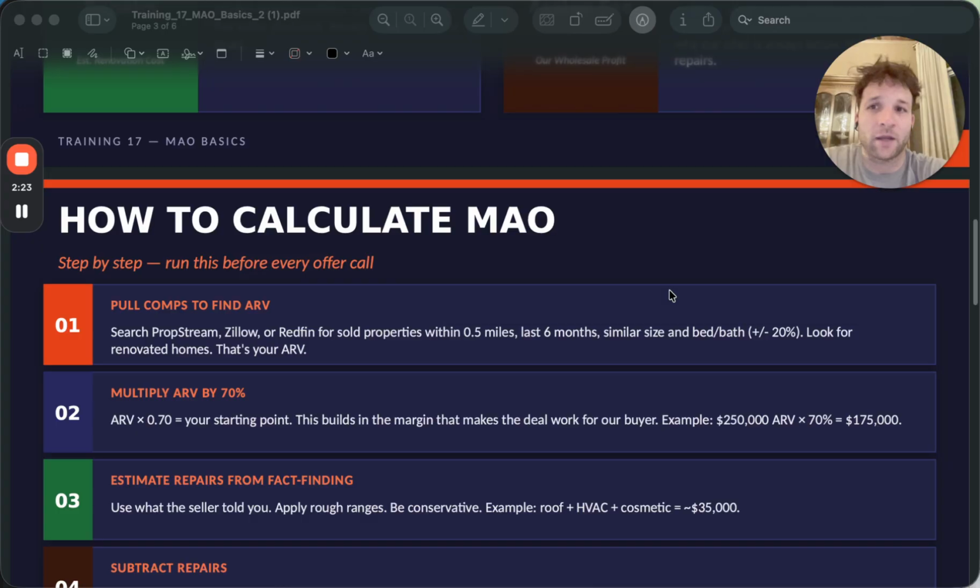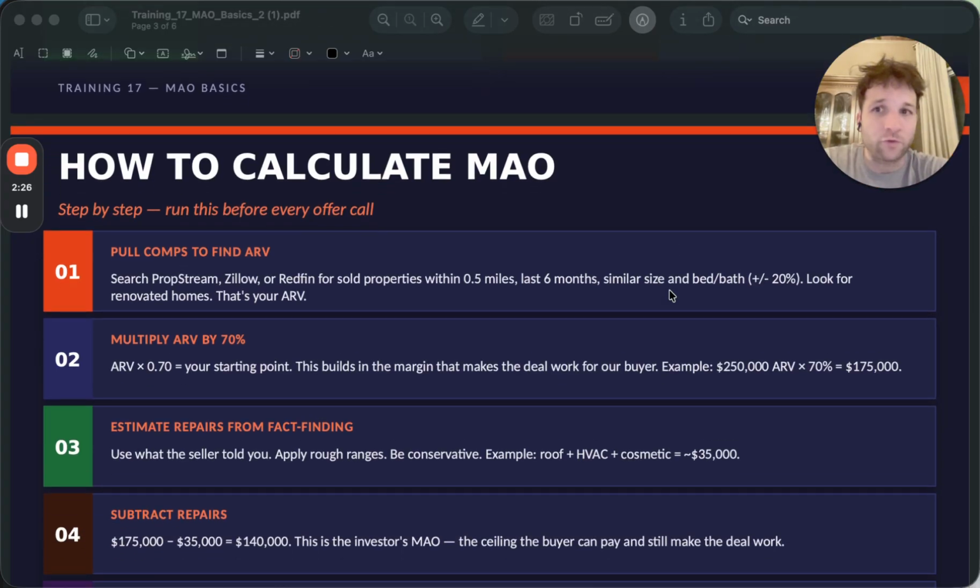So how do you calculate MAO? Again, we'll do all this for you, but just so you understand how it works, we're going to pull comps to find ARV. Basically, we're looking for sold properties within half a mile, so proximity, in the last 6 months, with similar size and bed bath count, and we're going to look for renovated homes, and that's your ARV. Then we're going to multiply by the 70%. Then we're going to subtract repairs from that number and use what the seller told you. So roof, HVAC plus cosmetic might be $35,000. And then you're going to subtract our assignment fee.